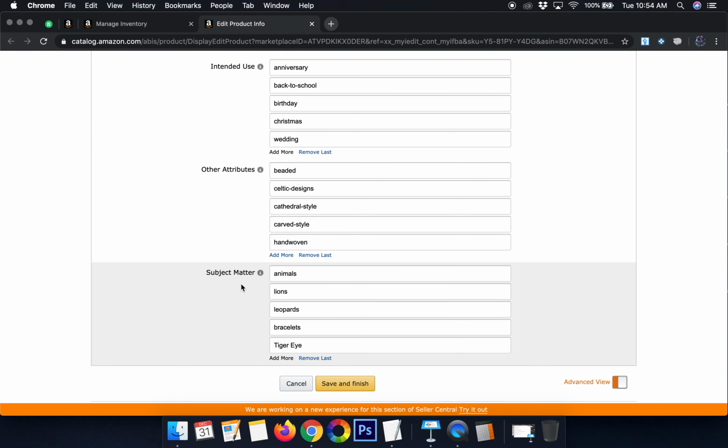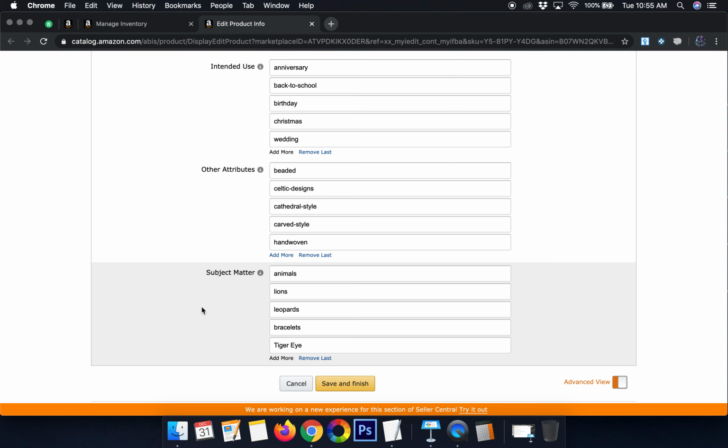Subject matter. What subject is your product detailed in, whether it's animals, lions, leopards, bracelets, tiger eye. These are some of the top keywords that pertain to my product. Some of the top subjects for my product. So for instance, if I was selling a red ball, the subject matter would be red ball, big red ball, small red ball. The word red ball is used consecutively throughout the keywords. So when someone searches for red ball, it's more likely your product is going to pop up.